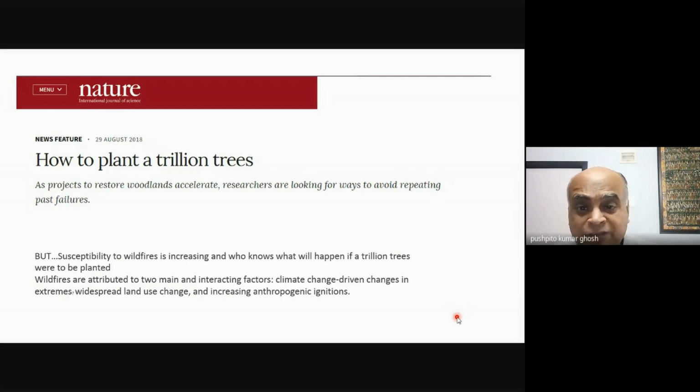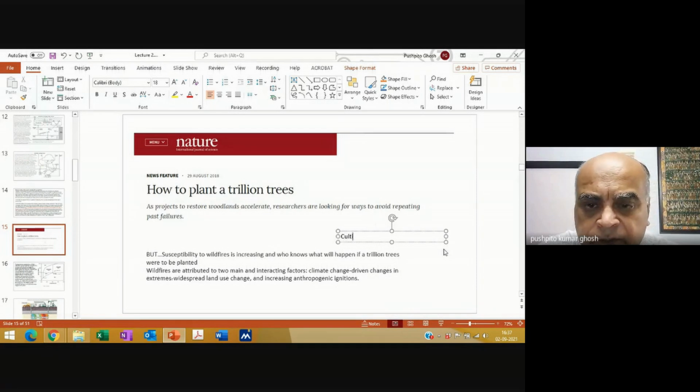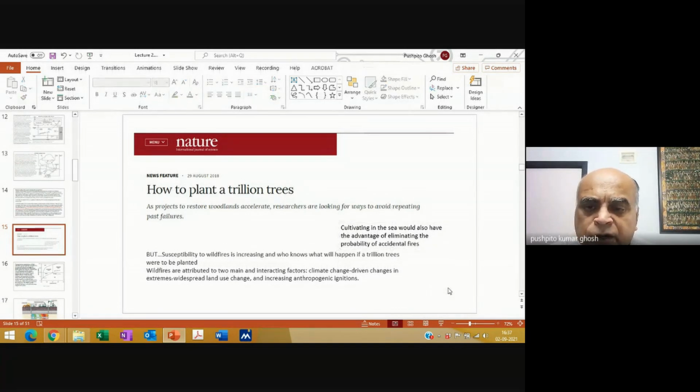Okay, this is something that occurred to me as I was speaking to you just now. And so even from a safety point of view, it would be quite interesting to look at. Let me just put it, otherwise I'll forget. Cultivating in the sea would also have the advantage of eliminating the probability of accidental fires.